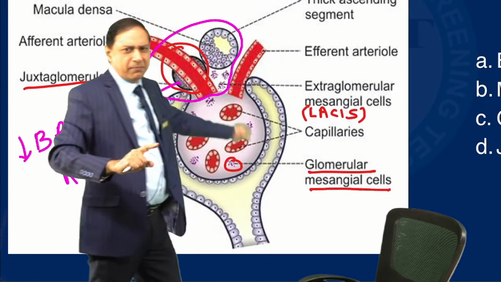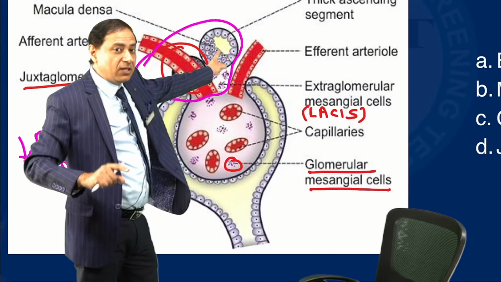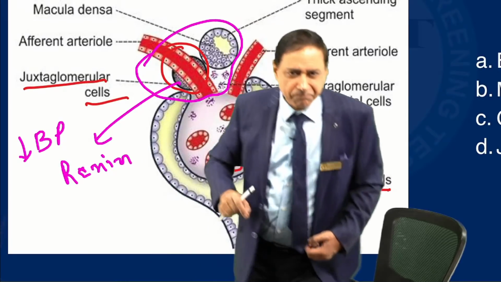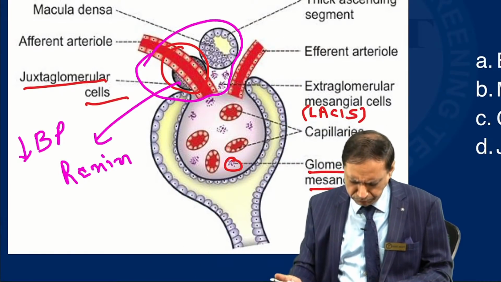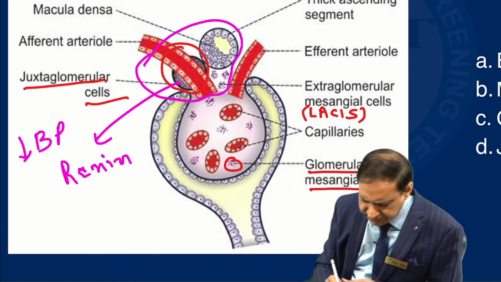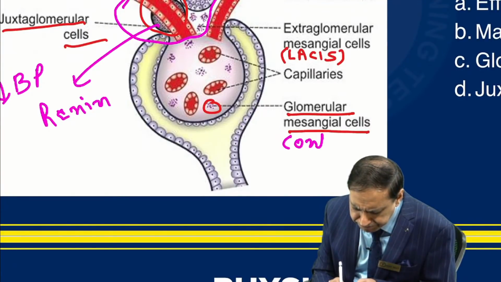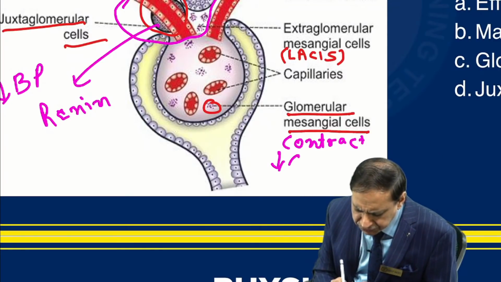Macula densa is just a sensor. It will sense the composition of the fluid present in the DCT. Renin is released from the JG cell. This mesangial cell is a contractile cell. This cell will contract, and when this cell contracts, the GFR is reduced.